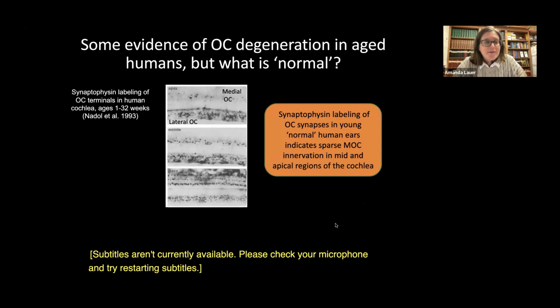Here is some synaptophysin labeling of these terminals in young humans' ears, basically showing an apex to base gradient in the labeling of the medial efferents. There's almost nothing labeled here, the apex for these medials, and there's increasing labeling in the base.